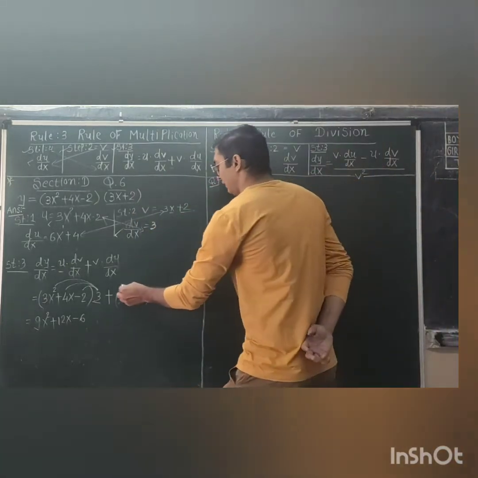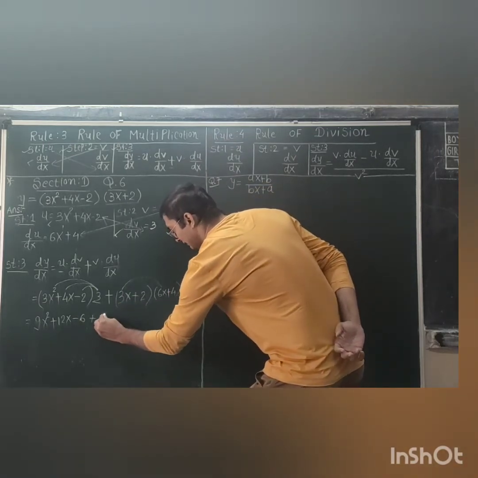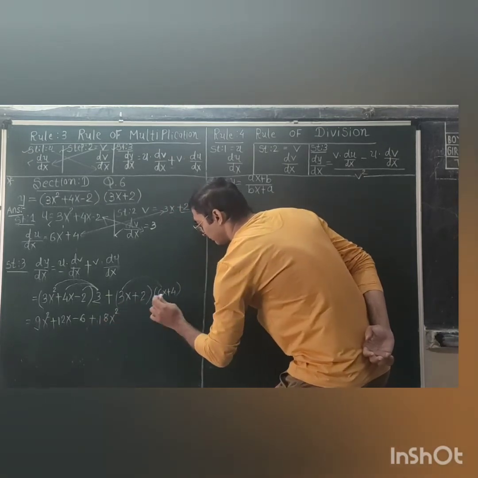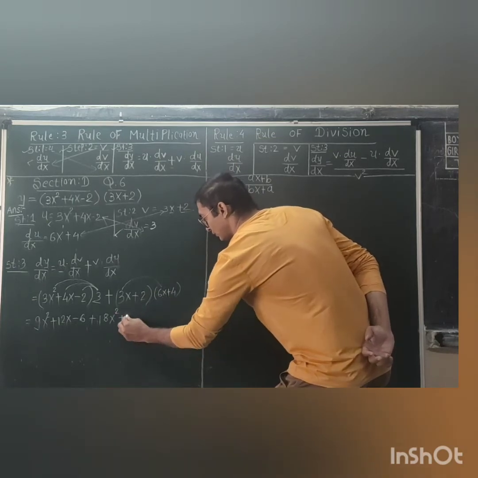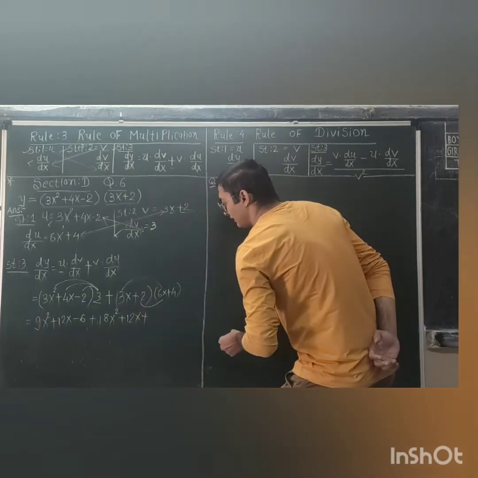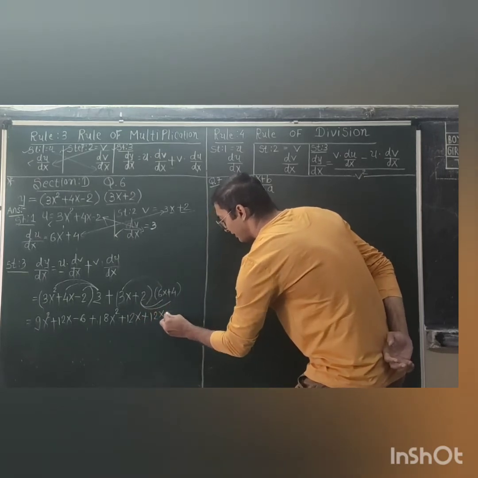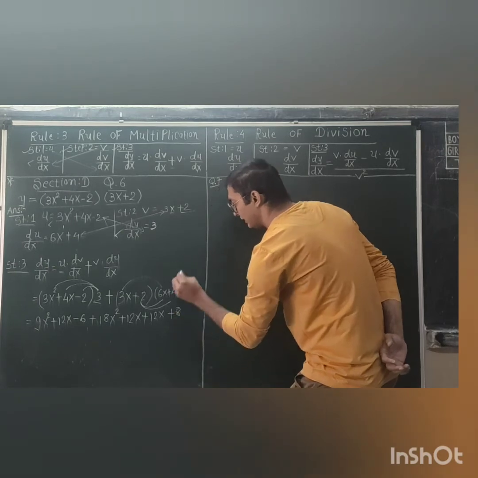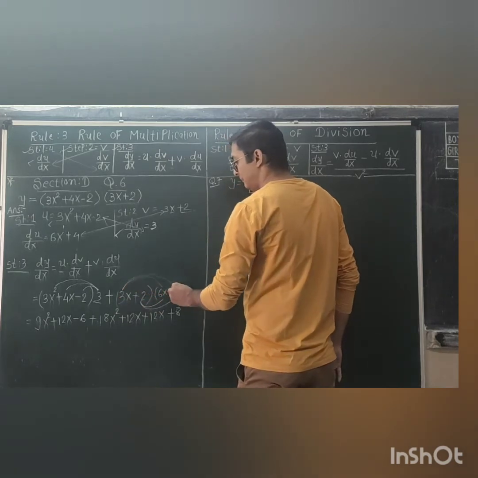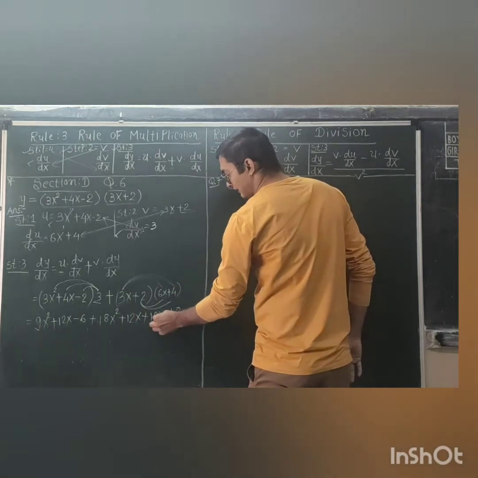And once again, here 3x multiplied by 6x, 3 6s are 18, and x and x become x squared, plus 3 4s are 12x, plus 2 multiplied with 6x. So again it is 12x, and 2 multiplied by 4, 2 4s are 8. So here there are two brackets, and so multiply 3x by 6x and 4, and 2 multiplied by 6x and 4.